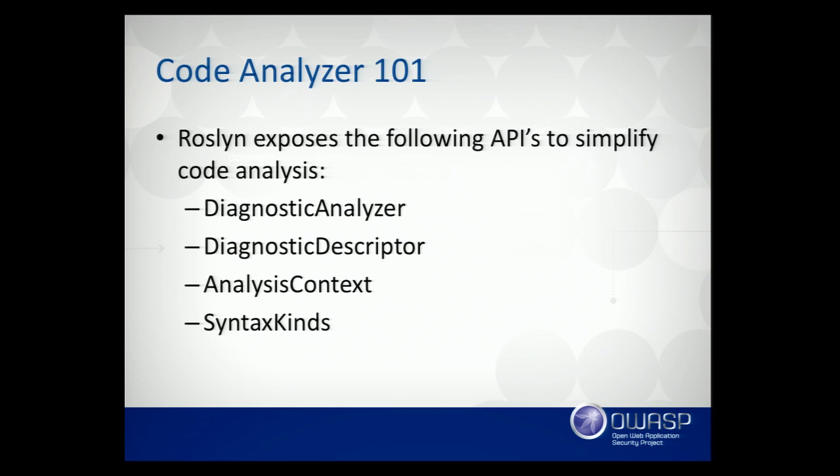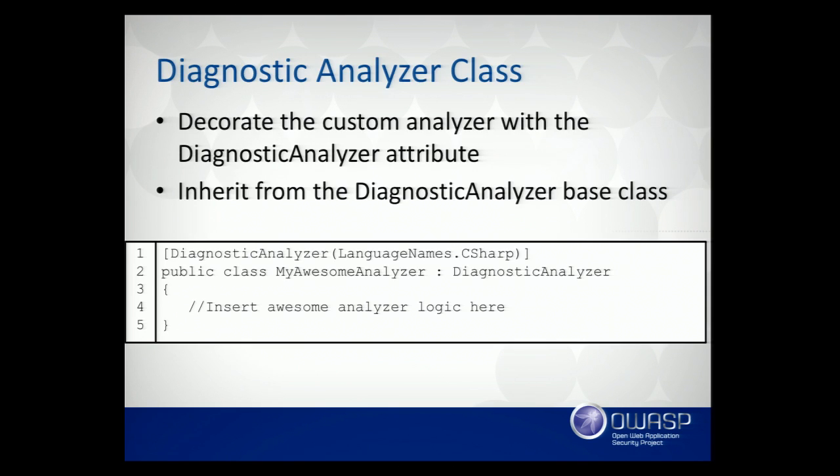So the four things you need to understand to write a rule. So this is my code analyzer 101 section. You need to use a diagnostic analyzer class. You need to know what a descriptor is, the analysis context, and a syntax kind. Four things you have to understand in order to write a rule. So let's do this. The diagnostic analyzer class.